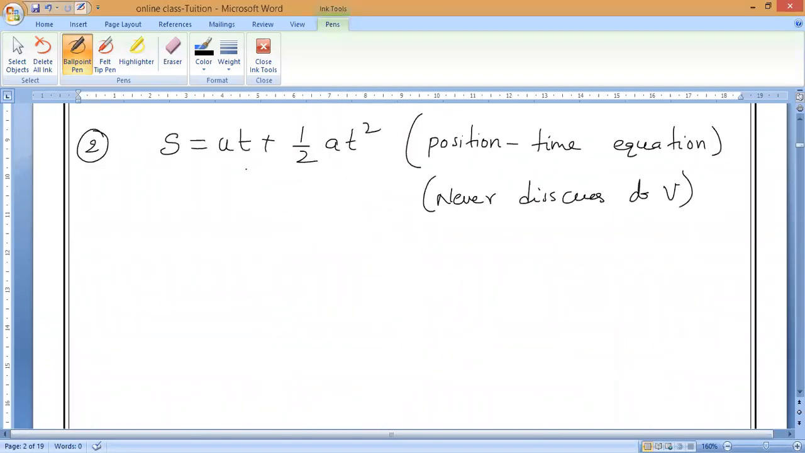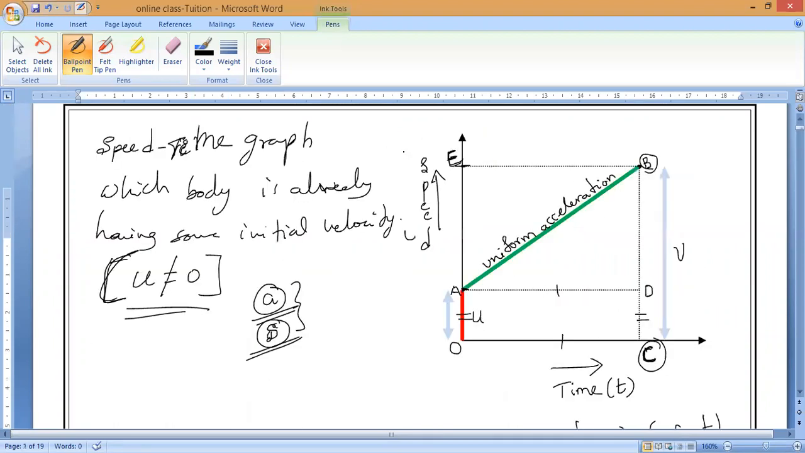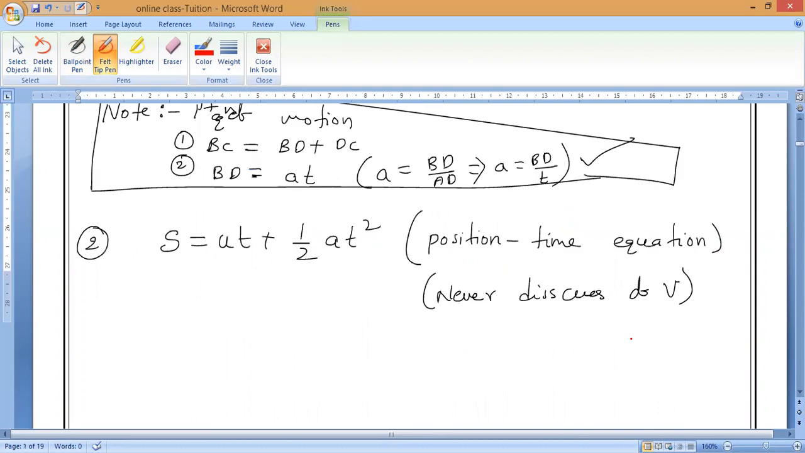Now, if you want to derive the second equation, observe the picture very carefully. In the picture, we are able to see two kinds of geometrical shapes. The first one is a triangle, and the second one is called a rectangle. So now, what is this rectangle? Anybody can say?